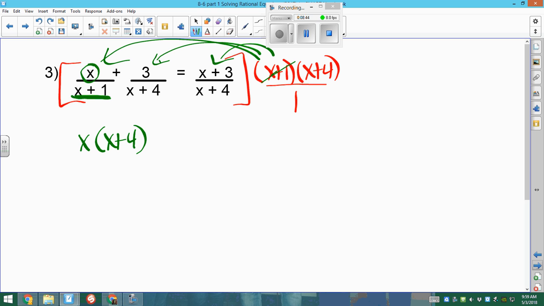Now I'm going to move to the second factor. This time the x plus 4 cancels out. I'm left with the 3 from the numerator. Notice I put plus 3 there. That's because there was a plus sign between. If there was a minus, you would want to do a minus. And then the polynomial factor left is x plus 1.